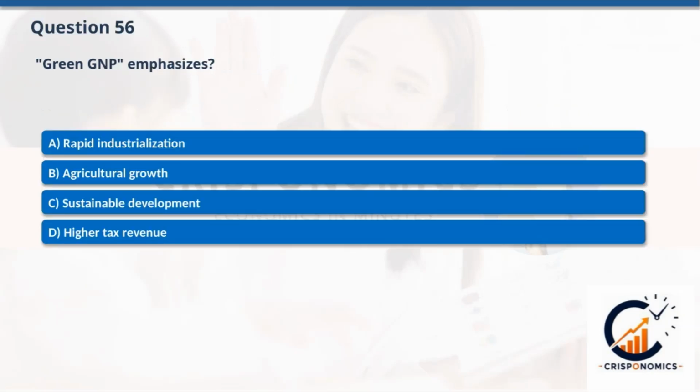Let's look at what green GNP really emphasizes. Is it rapid industrialization, agricultural growth, sustainable development, or higher tax revenue? The key idea here is sustainability, balancing economic progress with environmental care. Green GNP measures growth, but with a focus on preserving natural resources and long-term well-being. So it's not just about how fast we grow, but how responsibly we do it. That's the heart of this concept.